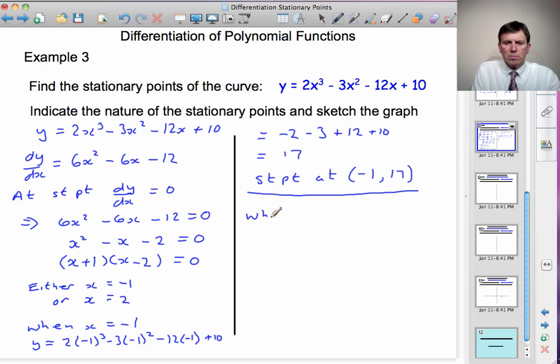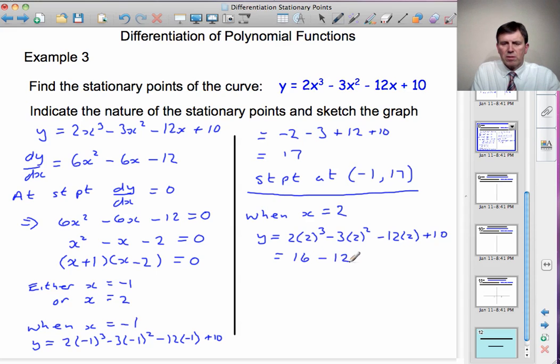And when x equals 2, the other value where dy by dx is 0, y is equal to 2 times 2 cubed minus 3 times 2 squared minus 12 times 2 plus 10. 2 cubed is 8, 2 times 8 is 16, 2 squared is 4, minus 3 times 4 is minus 12, minus 12 times 2 is minus 24, plus 10. This time we have 26 positives, 36 negatives, so that comes to minus 10. So we have a stationary point at (2, -10).